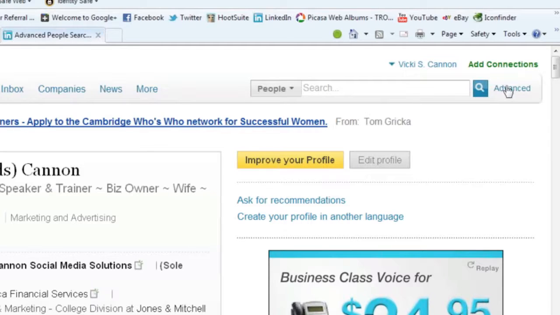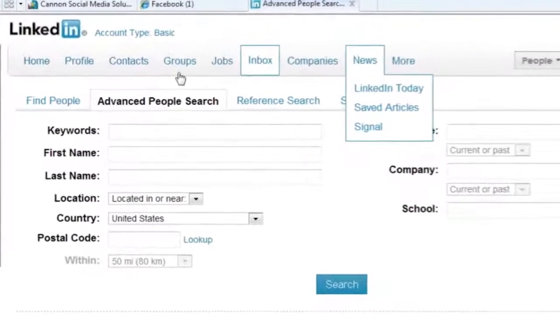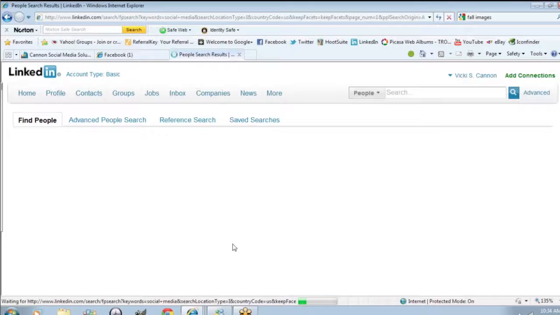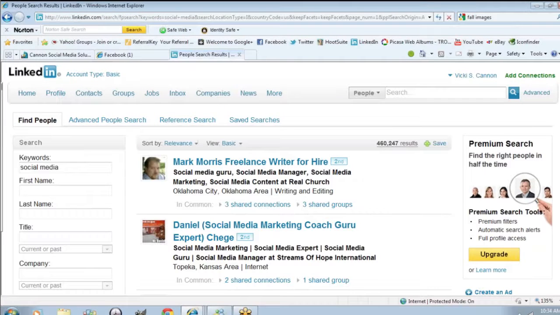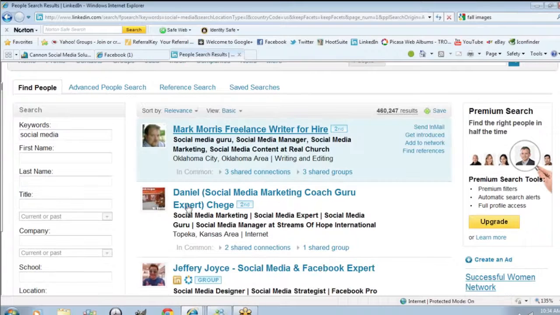This screen pops up here as it's thinking its way through that. So you can see when you hit that advanced, you have all these places to put in all sorts of information. Here's a place for keywords. So for instance, if I put in social media, and hit search, people that have used social media somewhere in their profile or in their keywords, such as this guy or this guy, you see how that pops right up.